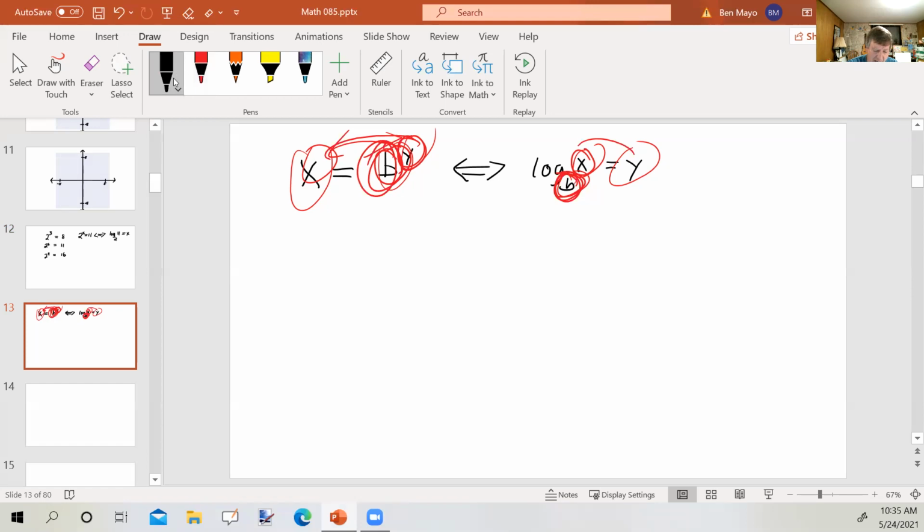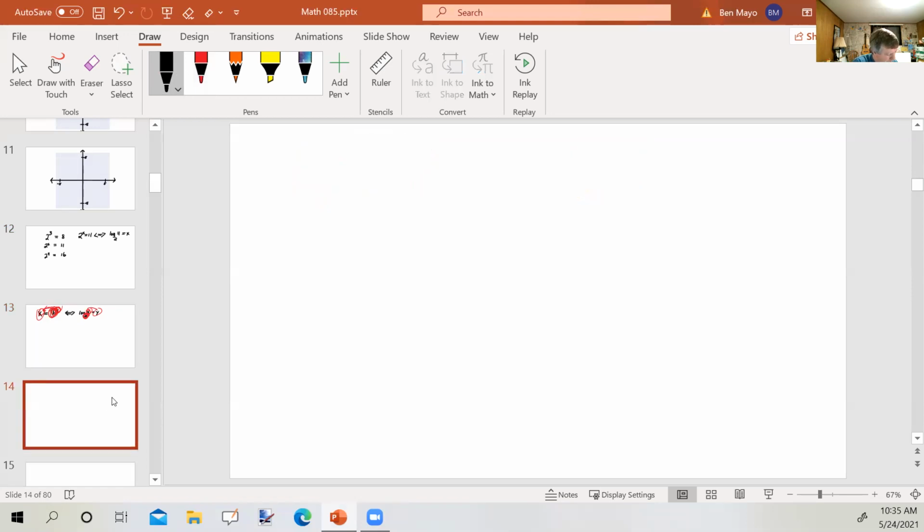Let's put this into action. Let's look at a bunch of examples. So let's say we have log base 3 of 81 equals 4. It says write each logarithmic equation as an exponential equation. So the base is going to be 3, that's raised to the 4th power equals 81. So the logarithmic equation on the left, the exponential equation on the right.